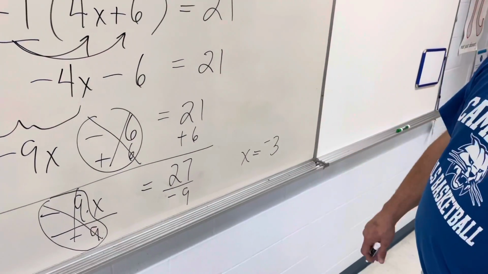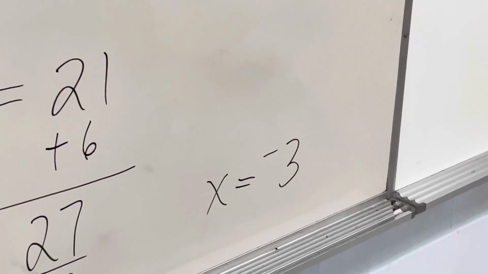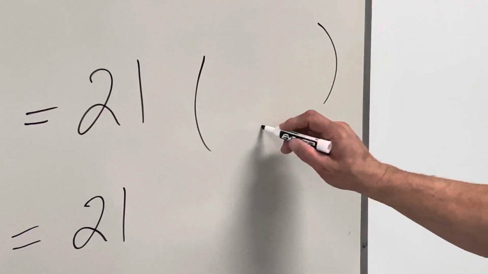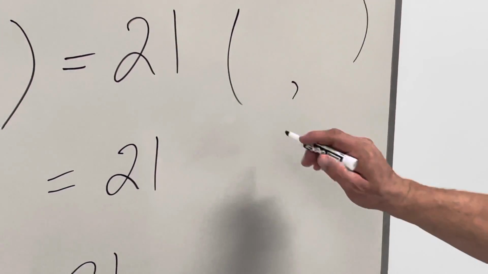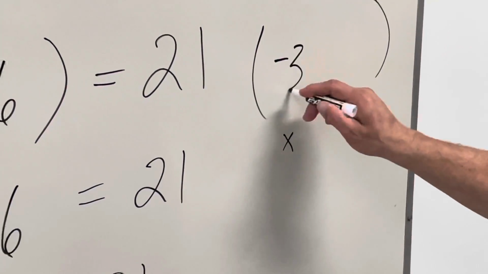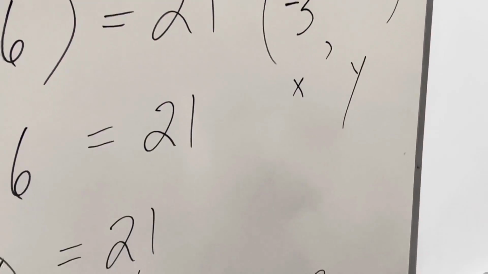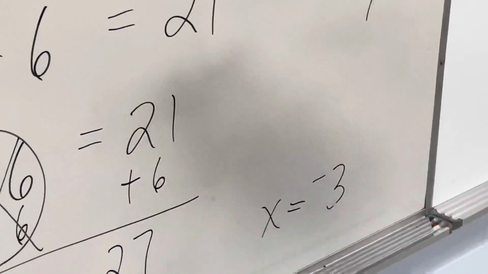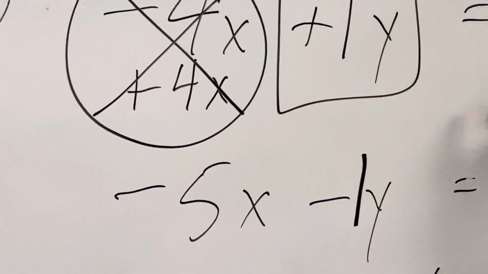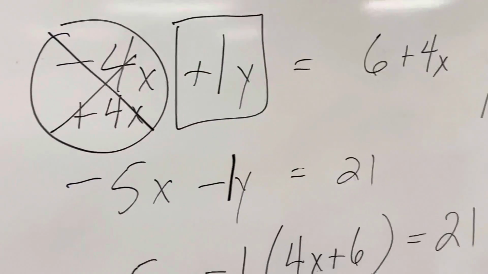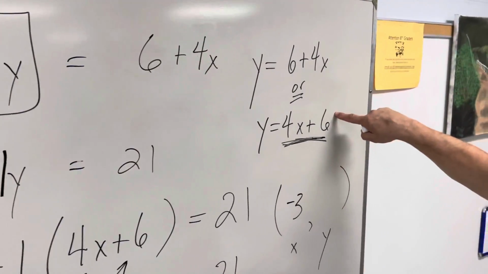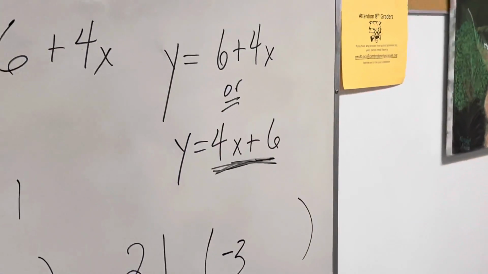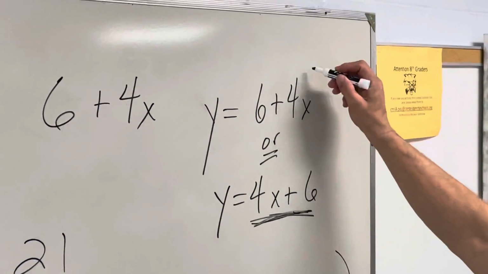Now, all of that work, and we still have more work to do. Because ultimately, we want to end up with an ordered pair. The only value we have is the x value of negative 3. We need the y value. So we're going to have to take this value and plug it back into either of the original equations or the solution for y. And I choose to use one of these two. So I'm going to take the negative 3 and plug it in right here.